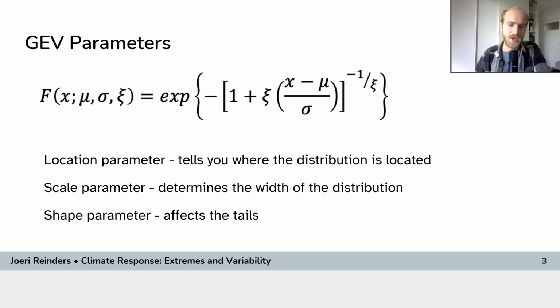The location parameter tells you where the distribution is located on the scale of all our variables. So if you look at temperature, which temperatures are involved in our distribution. The scale parameter tells you how much values are spread around that location parameter. If it's spread a lot, the scale parameter is high, meaning a wide distribution. And the shape parameter affects the tails. It's often very important for us in these extreme event analyses.